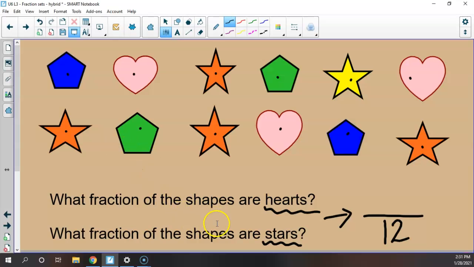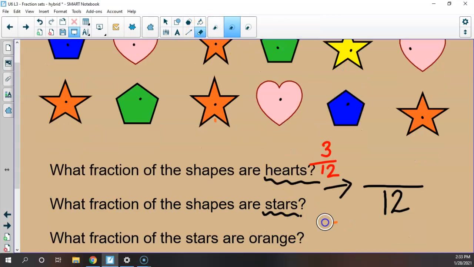Well, what fraction of the shapes are hearts? So I'm going to change to red for hearts. And I count 1, 2, 3 hearts. That would mean that 3 out of 12 are hearts. So 3/12 of the shapes are hearts.